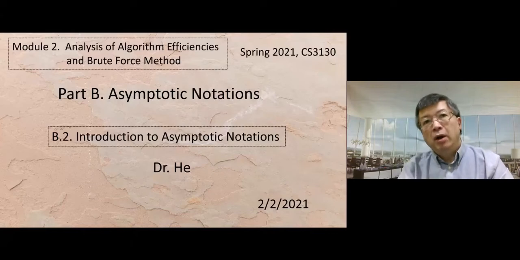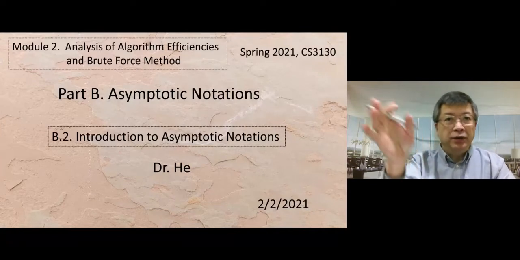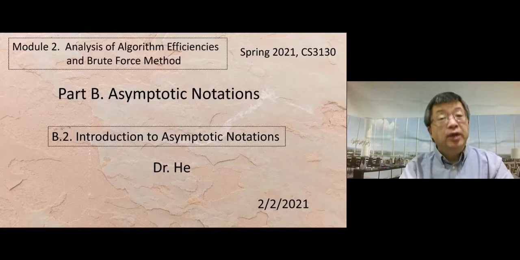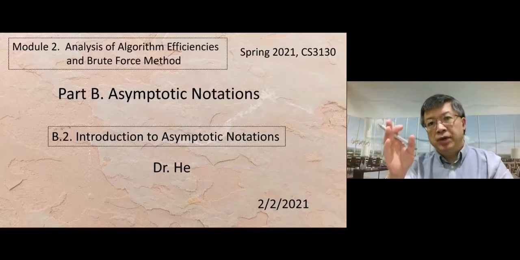New topic, part B, asymptotic notations. B.2, Introduction to Asymptotic Notations.